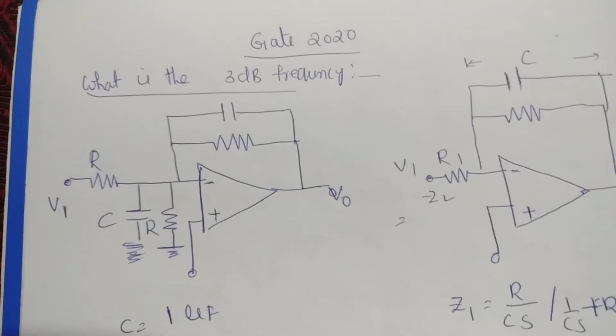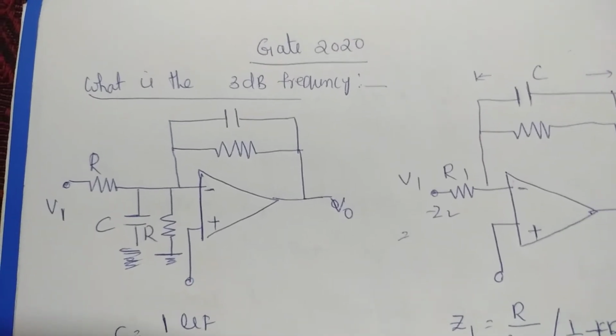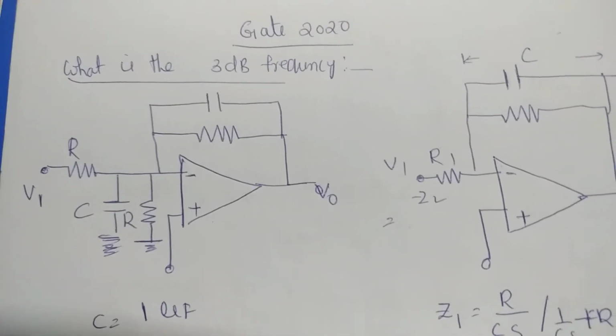Hello, this is the GATE 2020 paper. The topic is analog electronics related to operational amplifiers. So look at the question.